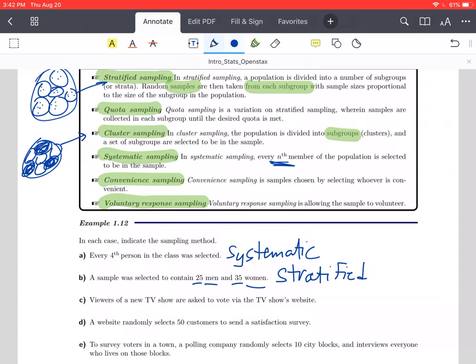Okay, part C. Viewers of a new TV show are asked to vote via the TV show's website. This one would be voluntary, right? Because they're being asked by the TV show to go on and fill out their survey or whatever, or vote. Okay, part D, a website randomly selects 50 customers to send a satisfaction survey. So this one would actually be simple random.